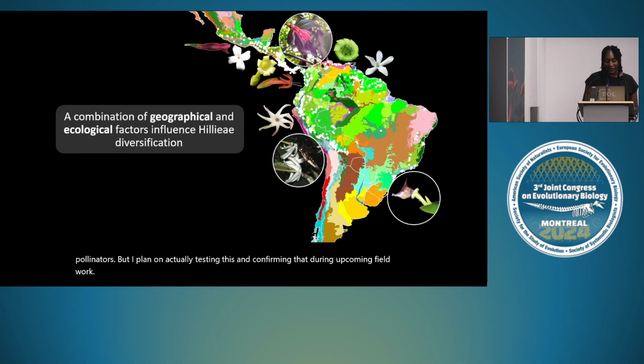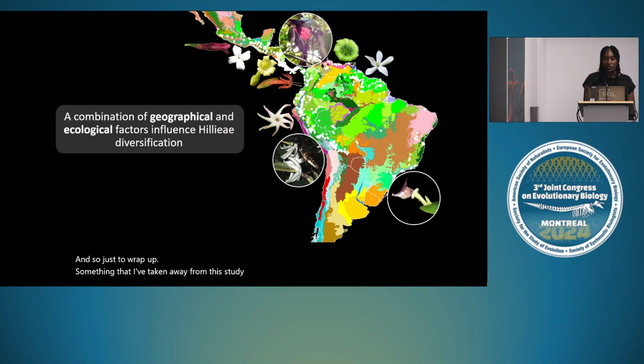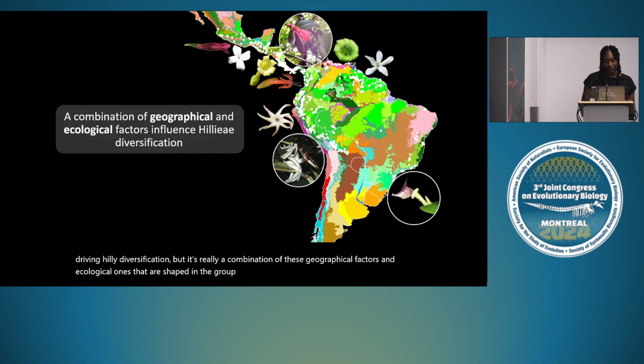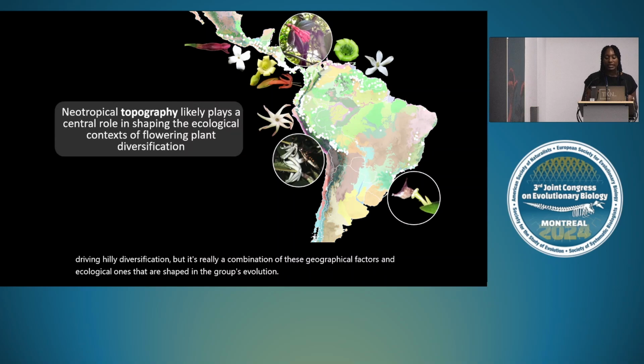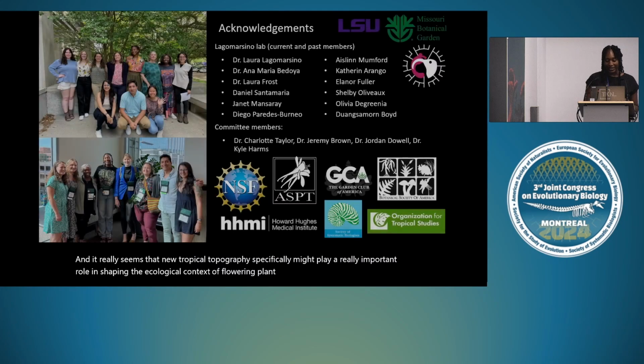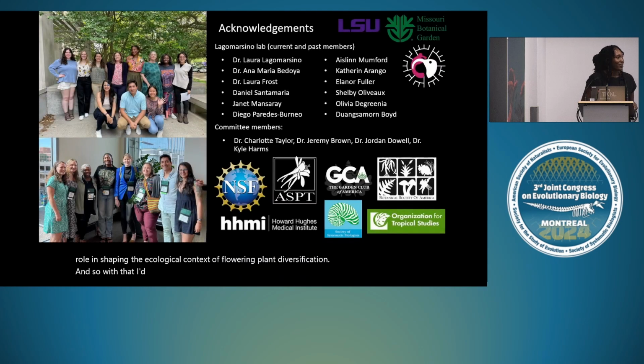And so just to wrap up, something that I've taken away from this study is that it's not just one factor or another driving Hylia diversification, but it's really a combination of these geographical factors and ecological ones that are shaping the group's evolution. And it really seems that neotropical topography specifically might play a really important role in shaping the ecological context of flowering plant diversification. And so with that, I'd like to thank all of my lab members.